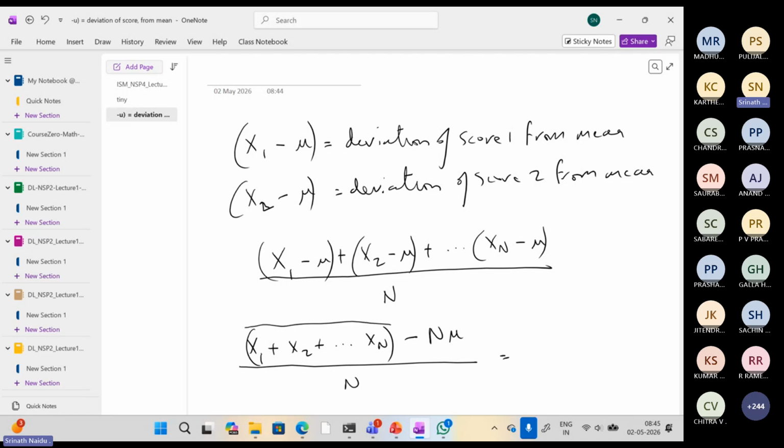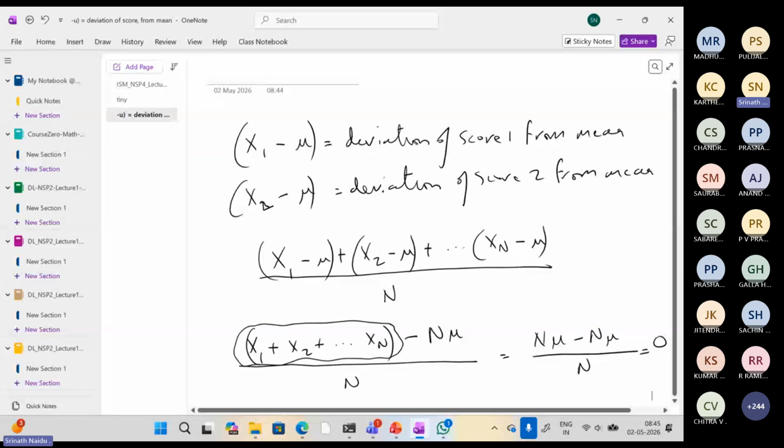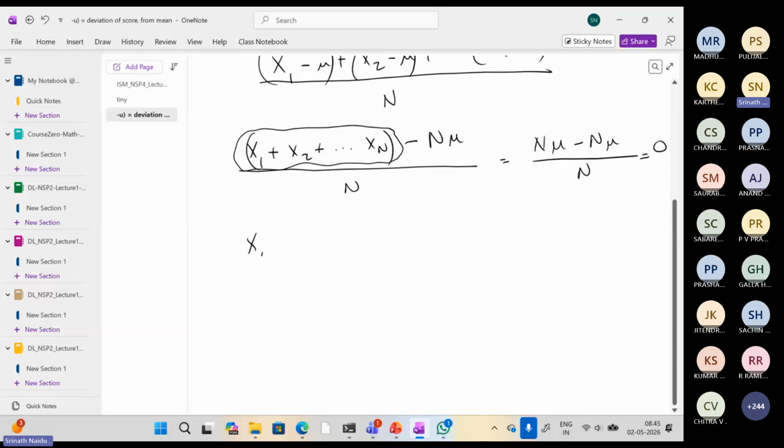But what about this part? The sum x1 plus x2 plus up to xn is going to actually be n mu itself, so the difference is 0, right? Why did I say x1 plus x2 plus xn is n mu? Because that's the definition of the mean.